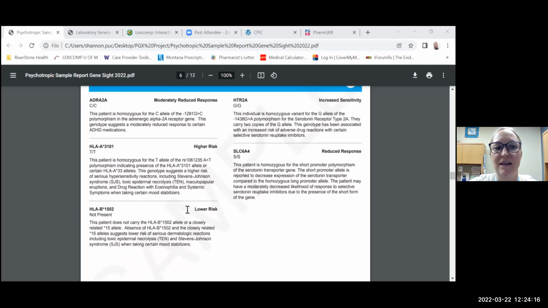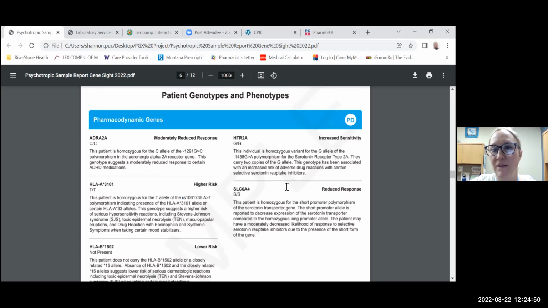So this HLA testing is for the anti-epileptics like carbamazepine and phenytoin. This patient is positive for HLA star 3101, which puts that patient at a higher risk for Stevens-Johnson syndrome from carbamazepine or phenytoin. These other ones, like this is a serotonin receptor. This is an alpha-2 adrenergic receptor for ADHD medications. This is another serotonin transport gene. Again, the transporters and receptors have lower levels of evidence, but it does play into where the medications fall in the reporting.